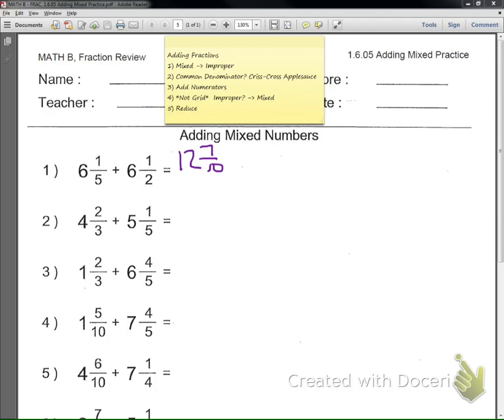Alright, let's look at problem 2. Let's follow the same 5 steps. First step, we need to change our mixed numbers into improper fractions. 3 times 4 is 12, plus 2 more is 14, all over 3. Plus, change our other mixed number. We stir it up, mix it up. 5 times 5 is 25, plus 1 is 26, all over the number you started with, the 5.